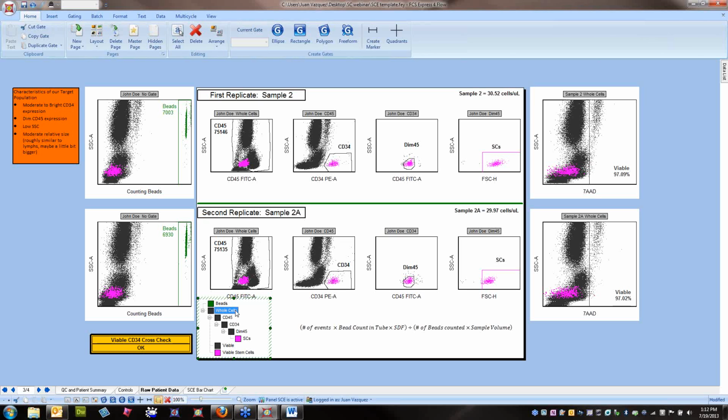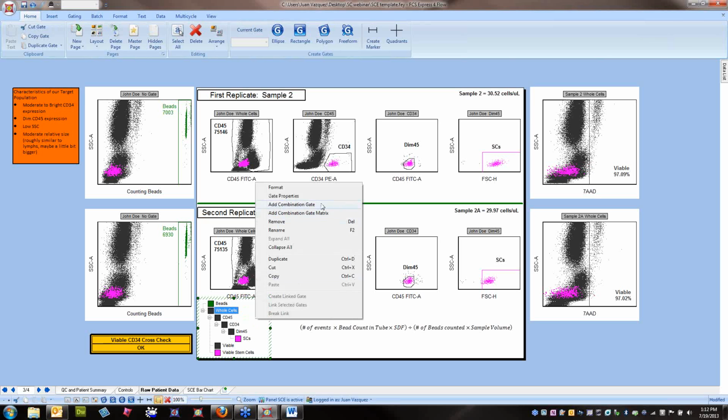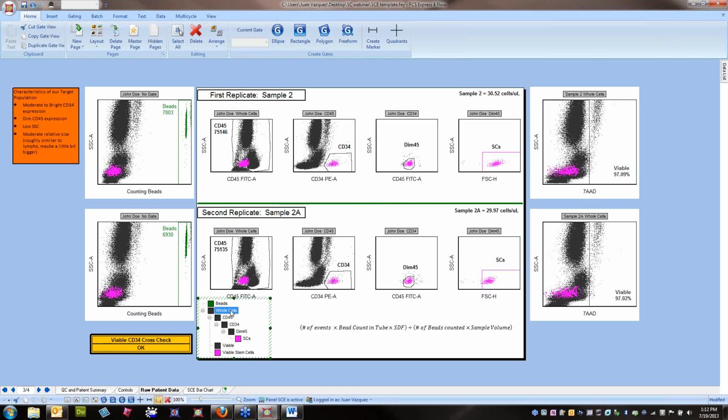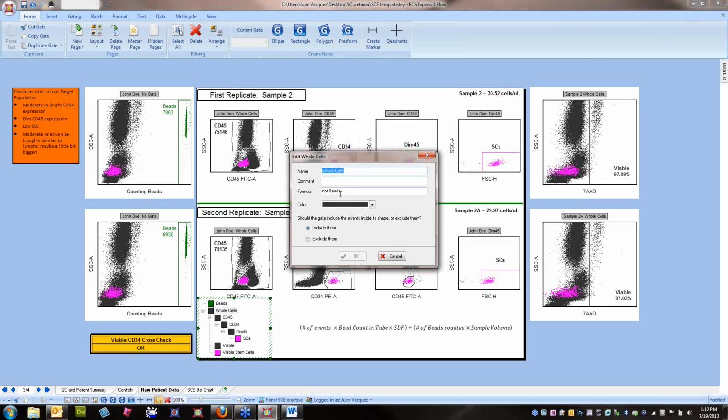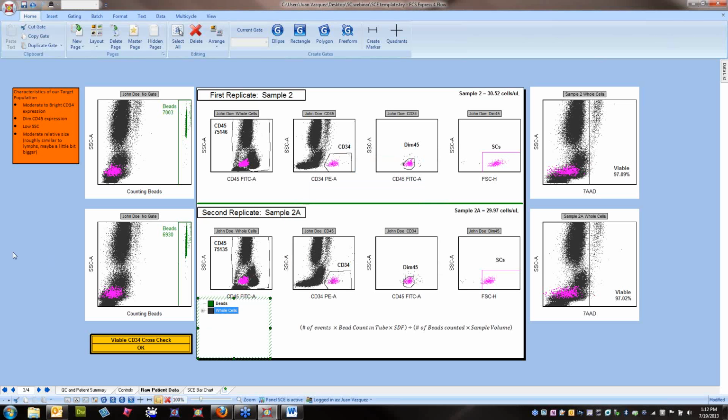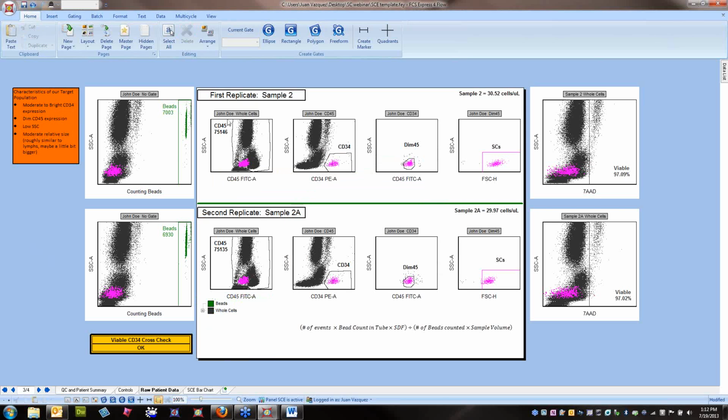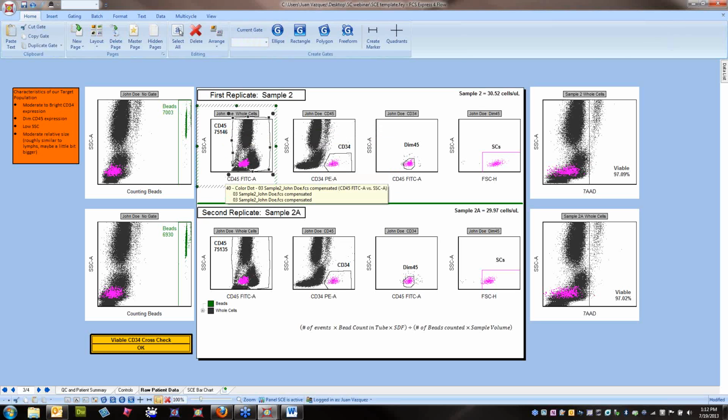So what I did was I created a Boolean gate or a combination gate within this gate view just by right-clicking and adding a combination gate. And if I double-click here in this population in my gate view, it's going to show me how I created it. So basically I just told the software that I wanted to define this whole cells gate as everything that's not a bead. And then I added a color to that. And then I'm looking at these whole cells within the CD45 gate, and I'm getting these CD45 positive cells while also trying to remove all this debris down here.